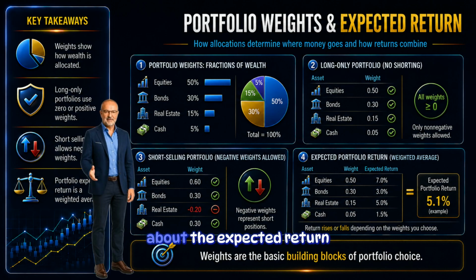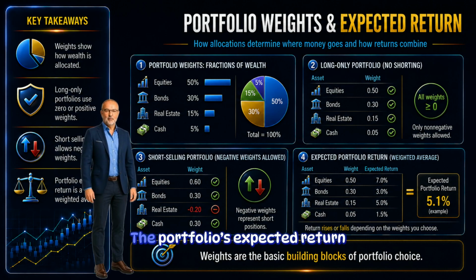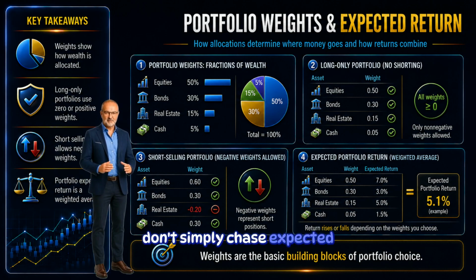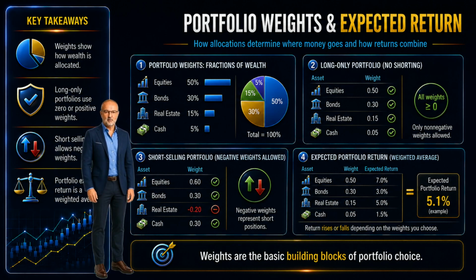Now, when we think about the expected return of a portfolio, the concept is straightforward. The portfolio's expected return is the weighted average of the expected returns of the assets inside it. This is why weights matter so much. A higher weight on a high expected return asset pulls the portfolio's expected return upward. A higher weight on a low expected return asset pulls it downward. But expected return is only one side of the story. In portfolio theory, investors don't simply chase expected return. They also care about risk.